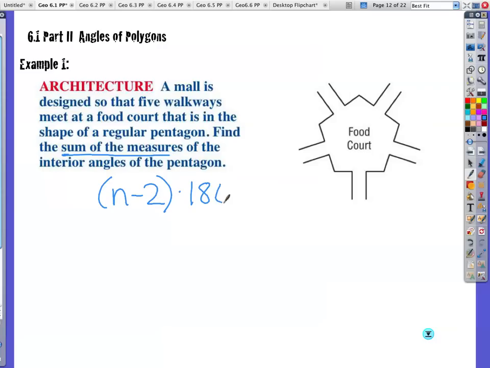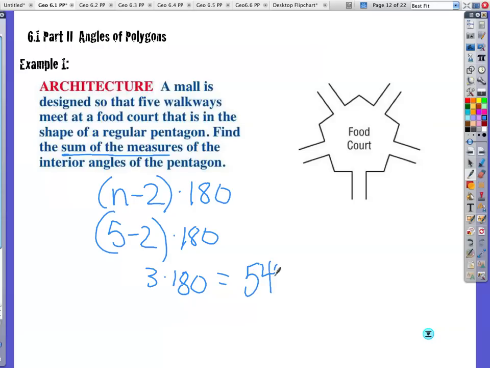The n minus 2 and then times 180. So the number of sides I have is 5. 5 minus 2 times 180, and that's 3 times 180. Okay, and that gives us 540. Okay, no biggie, right? We're good. Moving on to the next one.